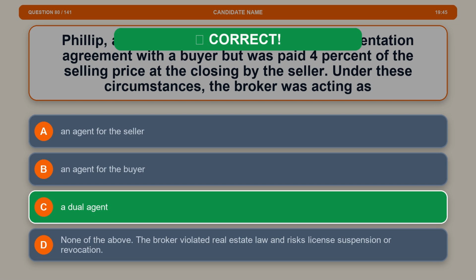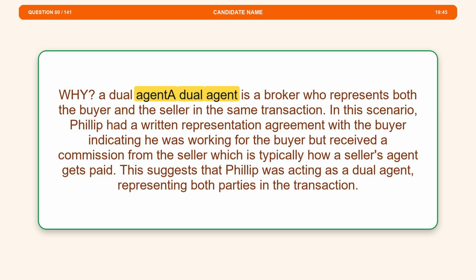The correct answer is option C. A dual agent is a broker who represents both the buyer and the seller in the same transaction. In this scenario, Philip had a written representation agreement with the buyer indicating he was working for the buyer but received a commission from the seller, which is typically how a seller's agent gets paid. This suggests that Philip was acting as a dual agent, representing both parties in the transaction.